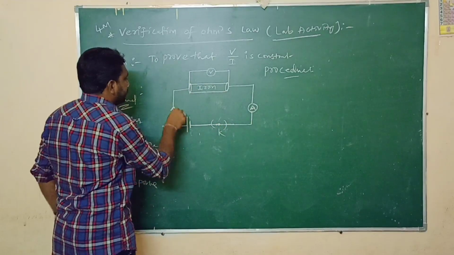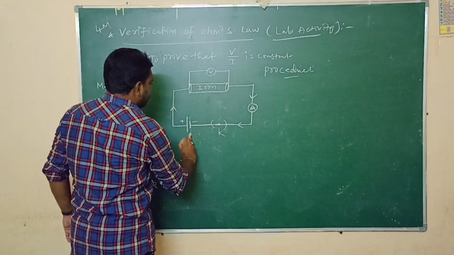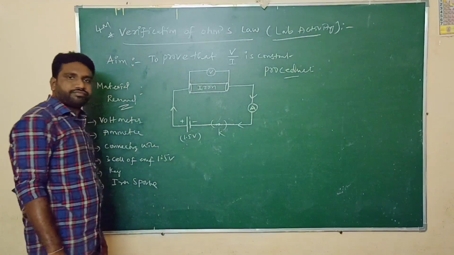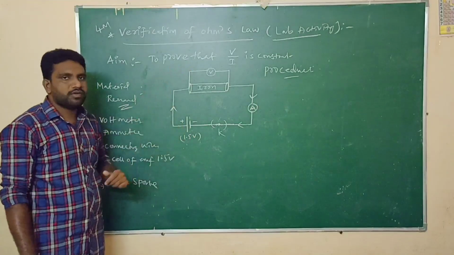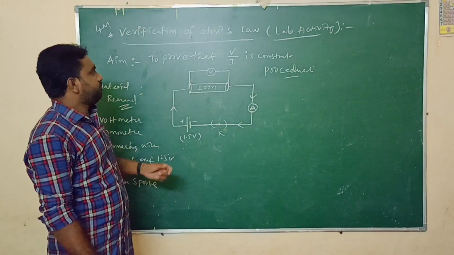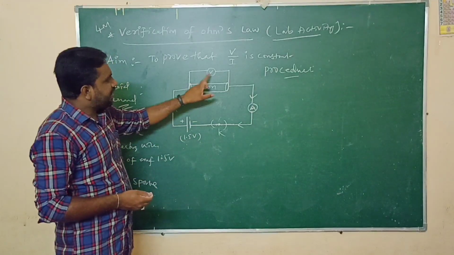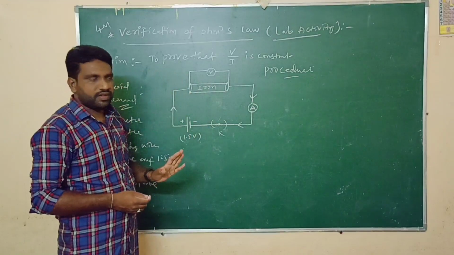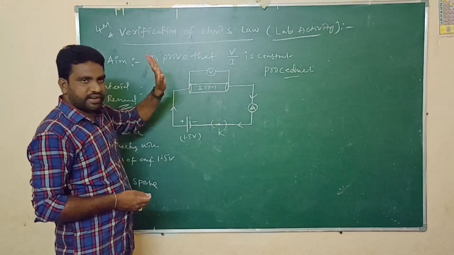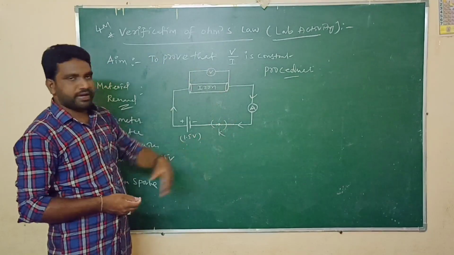Then current flows in the circuit from the positive to the negative terminal. This is the EMF of this cell. So then the current will flow. After closing the switch or key, after 1 minute, we need to observe the readings of the voltmeter as well as the ammeter. From the voltmeter we will get the reading of potential difference across the iron spoke, and from the ammeter we will get the reading of current with respect to the voltmeter.